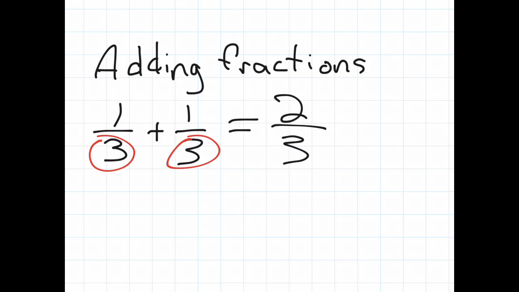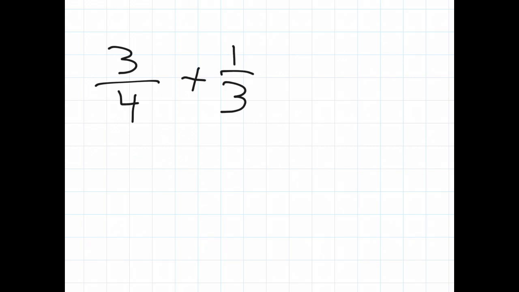So what happens if we do not have a same denominator? So let's take 3/4 plus 1/3. Well, we do not have common denominators, so we cannot add these two together. We have to find a common denominator.